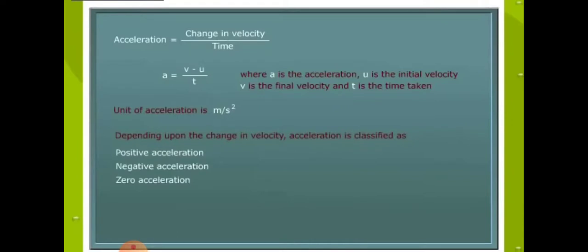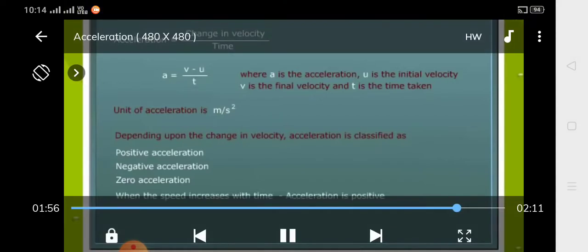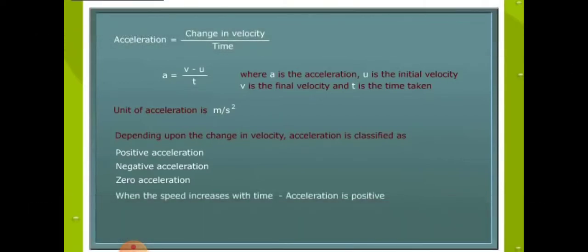Depending upon the change in velocity, acceleration is classified as positive acceleration, negative acceleration and zero acceleration. If you speed up your vehicle, if you boost your speed, it is said to be a positive acceleration. If you slow it down, it is said to be a negative acceleration. Zero acceleration is when there is no change in speed. Instead of boosting the speed, if you change the direction of the vehicle you are moving, it is also said to be an acceleration. These are the three classifications under acceleration.